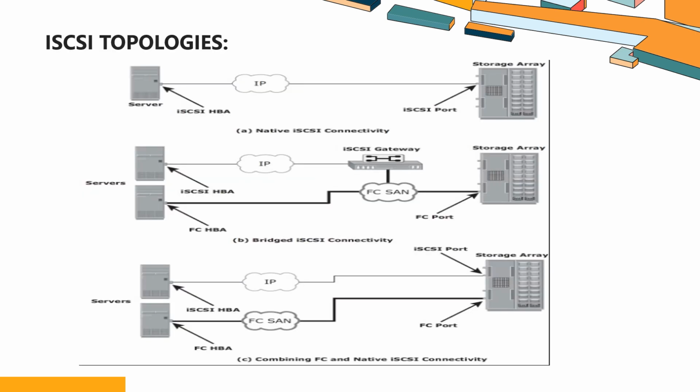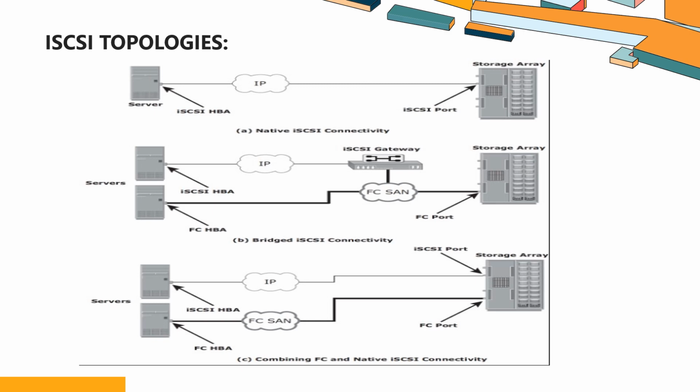iSCSI topologies. Two topologies of iSCSI implementation are native and bridged. The native topology does not have FC components. The initiator may be either directly attached to targets or connected through the IP network. Bridge topology enables the coexistence of FC with IP by providing iSCSI to FC bridging functionality. For example, the initiators can exist in an IP environment while the storage remains in an FC environment.